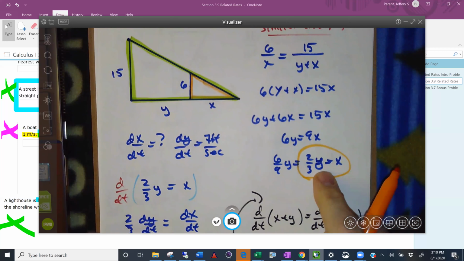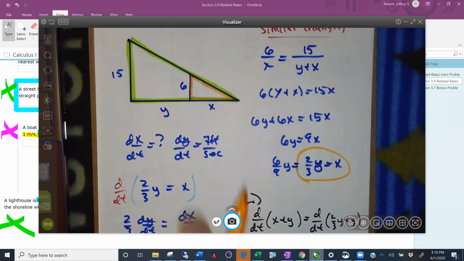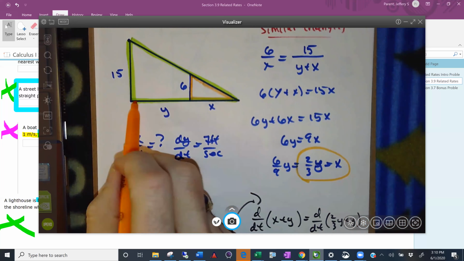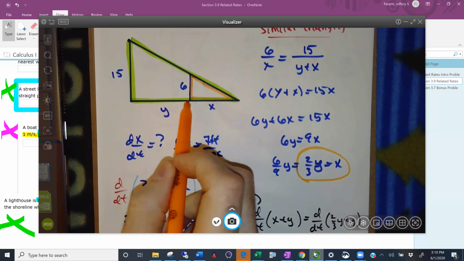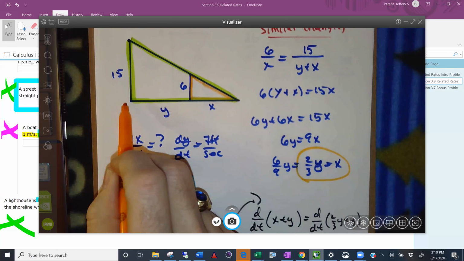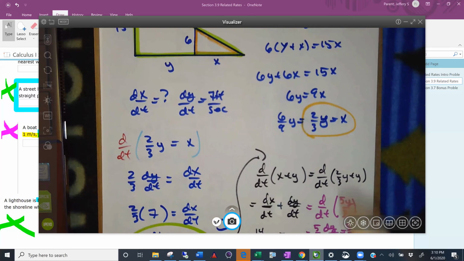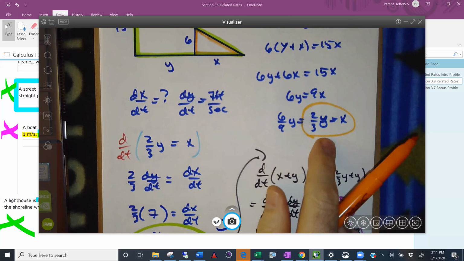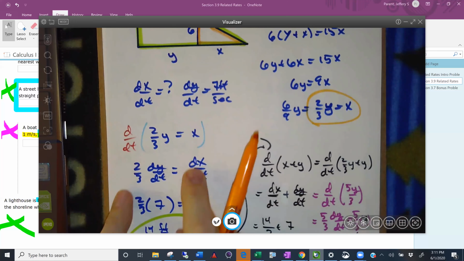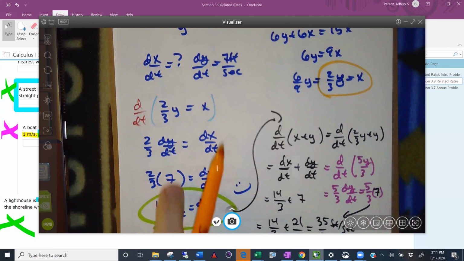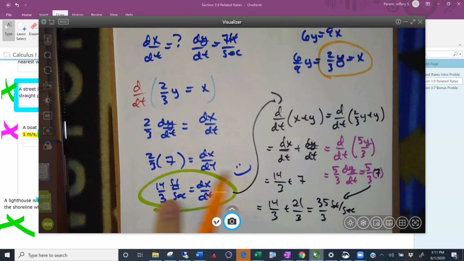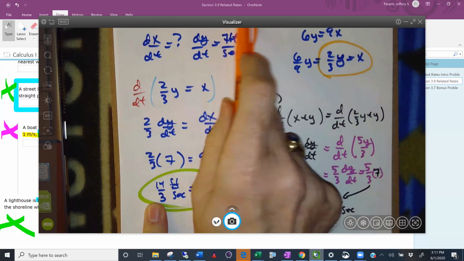Now the problem itself told us that dy/dt, that is the rate of change of the distance of the man from the pole, is 7 feet per second. With that, and with this, I can differentiate this relationship with respect to t, and then substituting in dy/dt is 7, I get dx/dt is 14/3. Unfortunately, if you put that answer in, that's wrong. It doesn't go far enough.